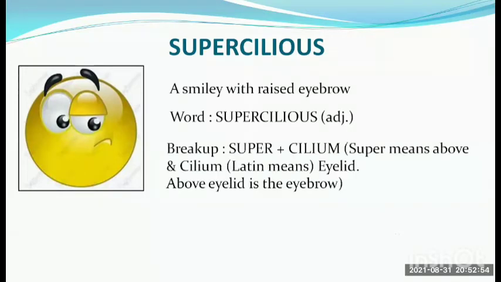So let's understand by breaking up the word. This is a sort of memory technique. Supercilious: super means above, something above you, and cilium in Latin means eyelid. So what is the combined meaning? Above the eyelid is the eyebrow. So something is above the eyelid, and it's the eyebrow. So you can imagine the picture.